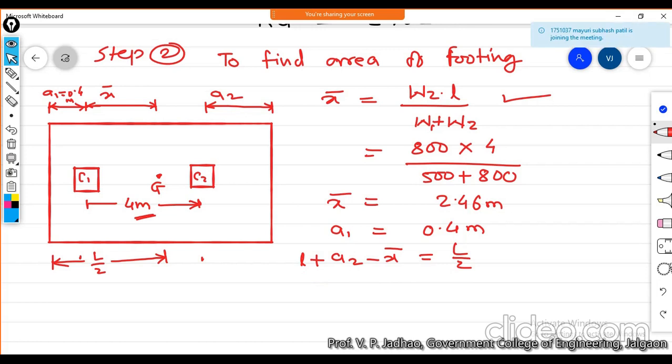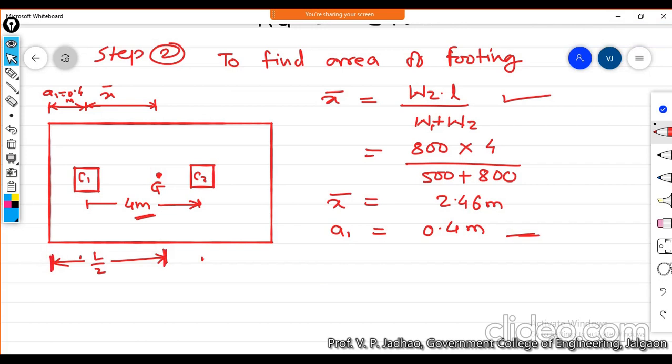We can write this particular equation like this. We have calculated up to this, that is A1 is equal to 0.4 meter. Now we have to calculate the length of your footing. We know that the center of gravity will be acting at a distance L by 2 from both the ends, because the center of gravity of your footing must coincide with the center of gravity of your load.